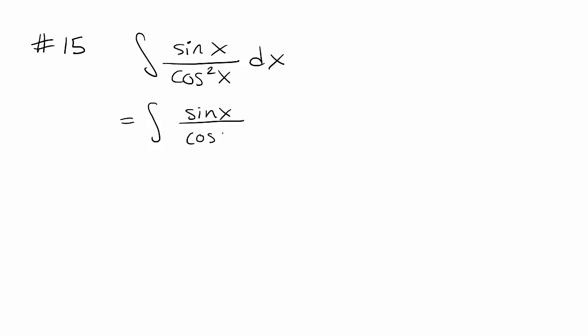All right, so for 15, we have sine x over cosine squared x dx. So we can't take the derivative or find the antiderivative of this as it is. There's no way to integrate it. So again, we're going to have to do a little rewriting. You should be comfortable enough with your trig identities that you can rewrite them until you get them to a place where you can actually integrate.